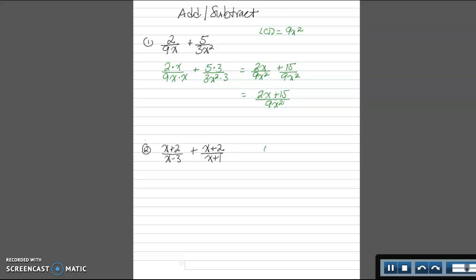Let's take a look at the second example. Here the denominators are binomials, but they're not factorable. So the LCD is going to contain each of those binomial factors, x minus 3 times x plus 1. So I'm rewriting each fraction with this product as the denominator. So the first fraction, the numerator is multiplied by x plus 1, so that the denominator is also multiplied by that, and I have that LCD.